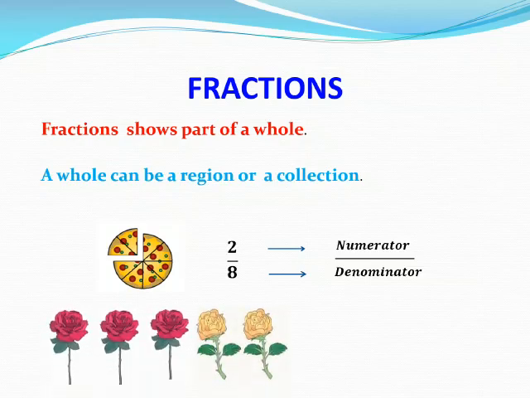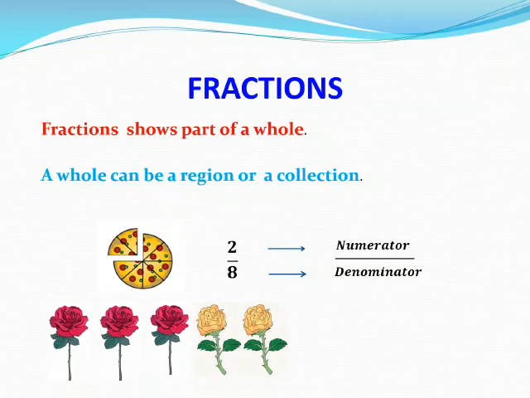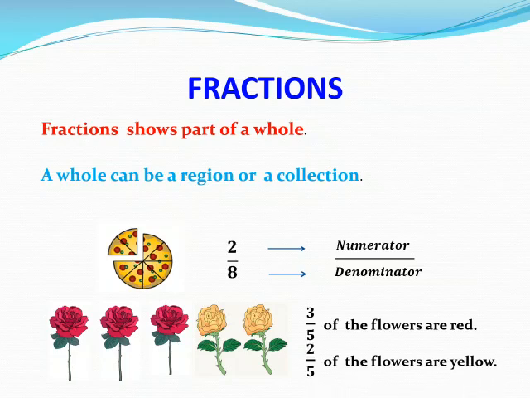Now see the next example. Here you can see a collection of flowers. How many flowers are there in this collection? 5 flowers, right? Out of 5, 3 are red and 2 are yellow. How to write the fraction for red flowers? Out of 5, 3 are red flowers. So, we can write it as 3 by 5. Now, what is the fraction for yellow flowers? 2 by 5. Okay, children?